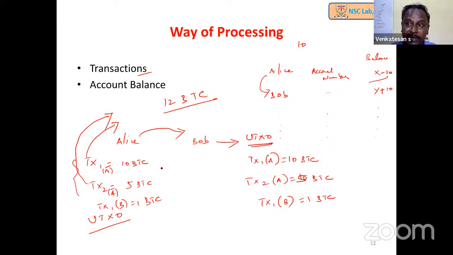And this also avoids the denial of service attack. So now Alice will be sending these two transactions to Bob. Now these two transactions are considered as spent transactions. So these two will be removed from Alice's database. That means they will be removed from the UTXO.